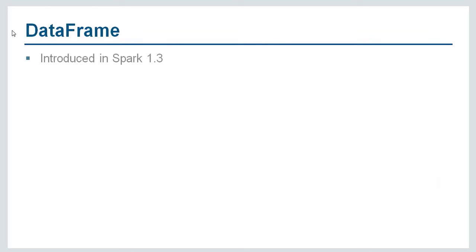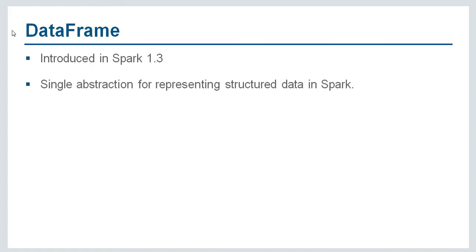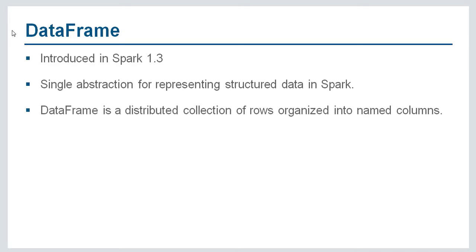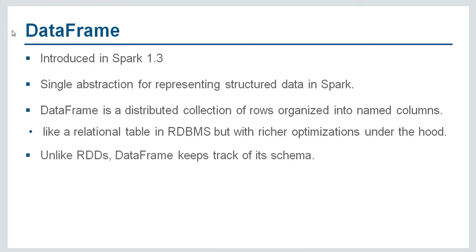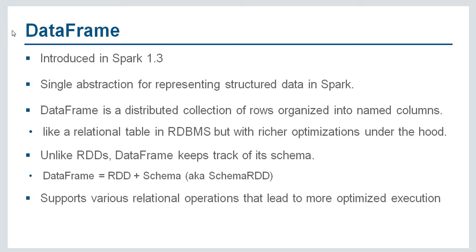So what is a data frame? Data frame was introduced in Spark 1.3. It's a single abstraction for representing structured data in Spark. Data frame is a distributed collection of rows organized into named columns. It's like a relational table in RDBMS, but with richer optimizations under the hood. Unlike RDDs, data frame keeps track of its schema. So we can also say that data frame is equivalent to RDD plus schema. It supports various relational operations that lead to more optimized execution, and it happens with the help of Catalyst Optimizer, which is used internally by Spark.